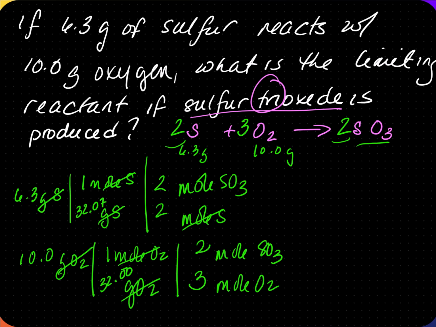So multiplying the top, 6.3 times 1, the 2's cancel out. Divided by 32.07, you get 0.19644.